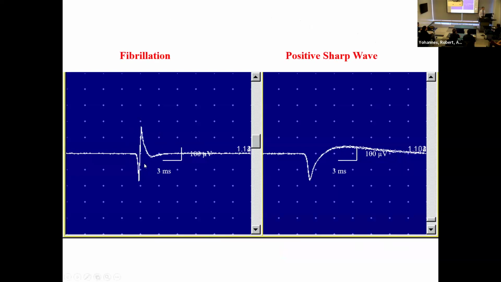On the left, we see how a fibrillation looks. And on the right, a positive sharp wave. So starting with the fibrillation, you already see that it looks abnormal. It doesn't look like a normal motor unit, right? We have only 2 deflections, downward and upwards, and that's it. And it's very small. In the positive sharp wave, you only see the positive deflection. Remember, positive downward, okay? Now, how does it sound?